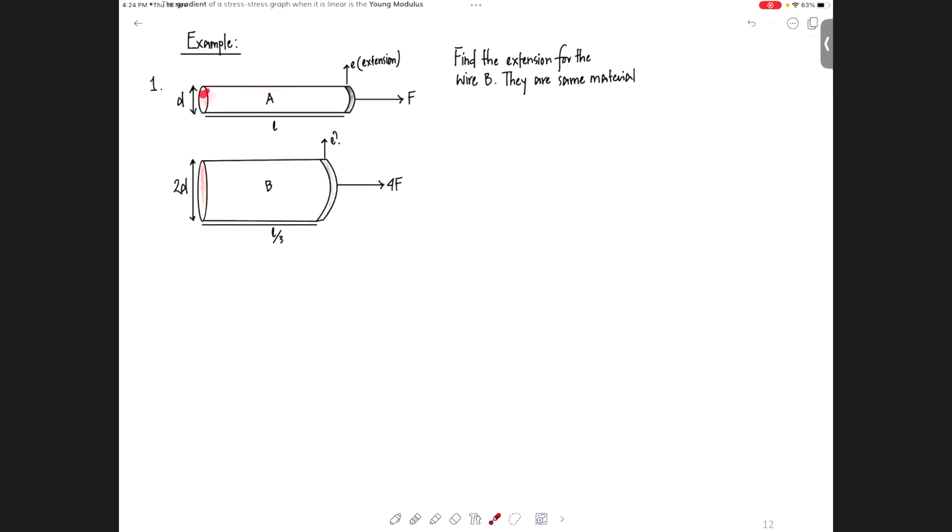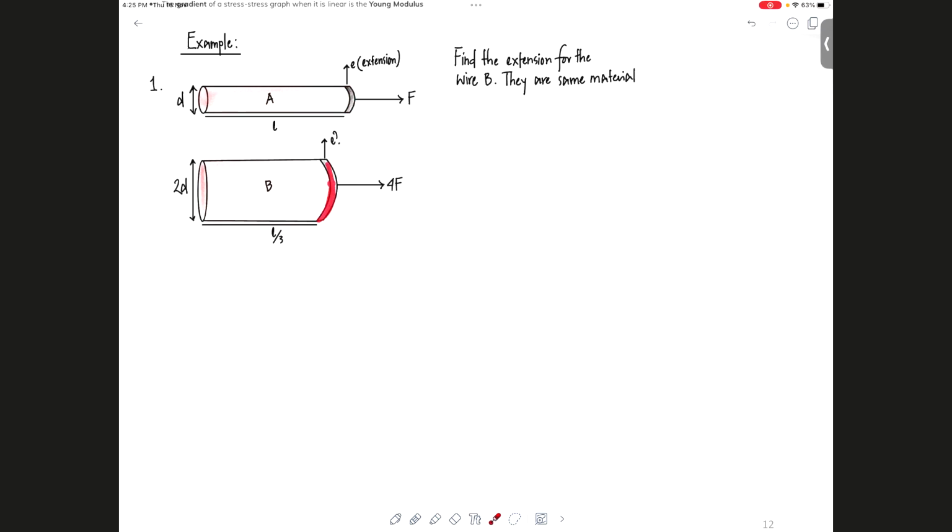So you have this wire here called wire A, and a wire এর মধ্যে diameter হচ্ছে D, and we apply a force F, and because of that there's like an extension here. So I'll repeat kori, this wire whose length is L, diameter D is given a force F and it undergoes extension.